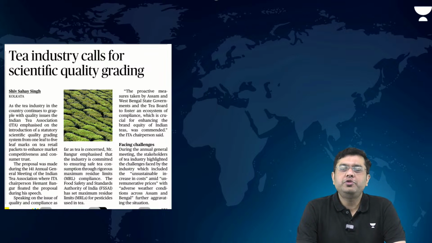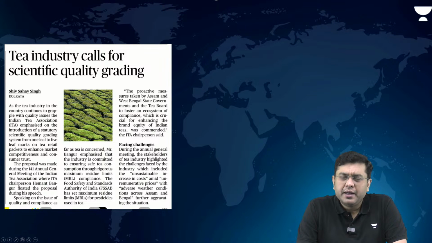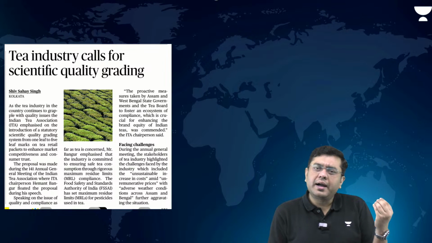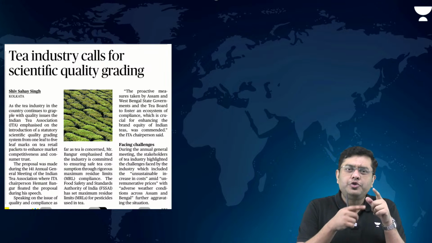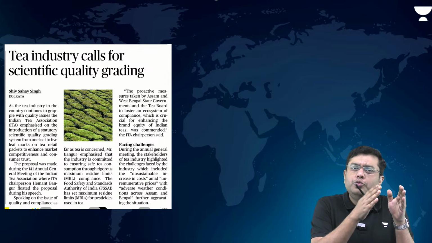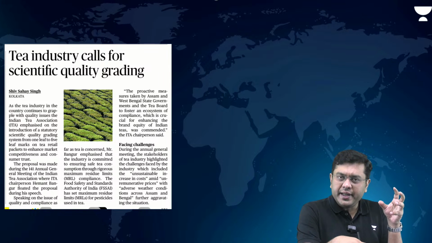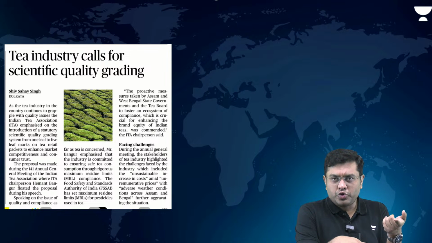Now, after this, tea industry, the last topic, tea industry calls for scientific quality grading. So tea is of many varieties, many different types. Now the tea industry has said that let's go for a grading and branding of the tea based upon one leaf, two leaves, multi-leaf, so that the consumers are able to differentiate the difference in terms of quality for various different products, so that they are able to make informed choices.